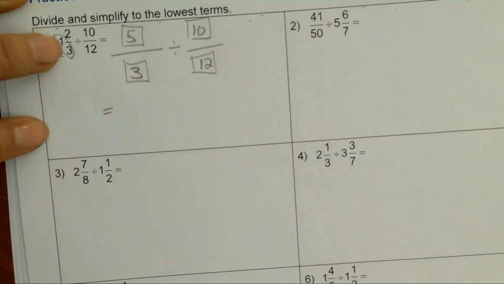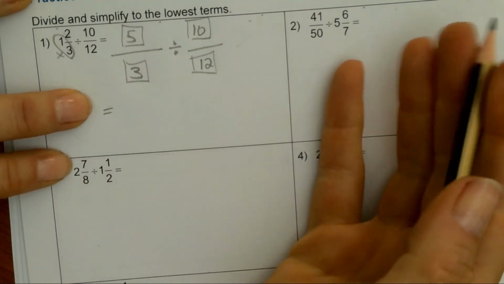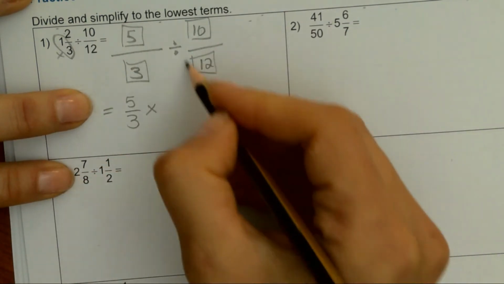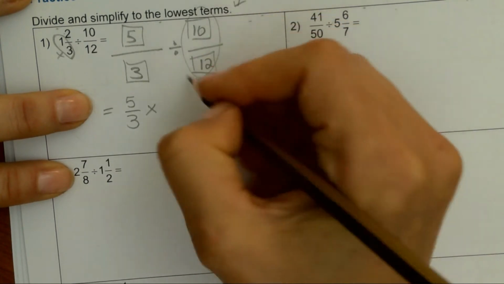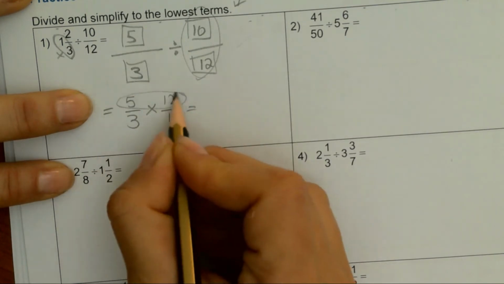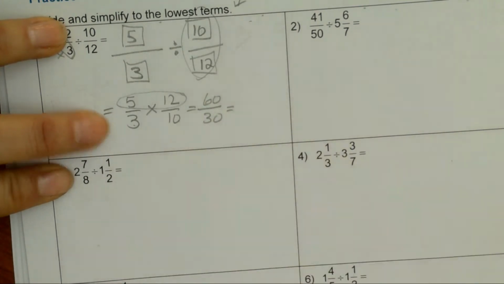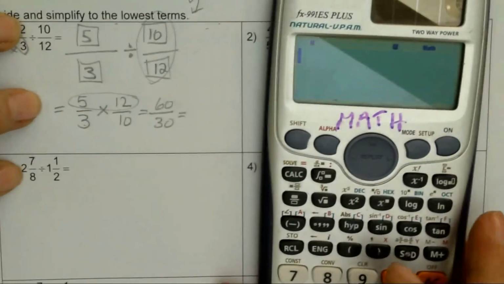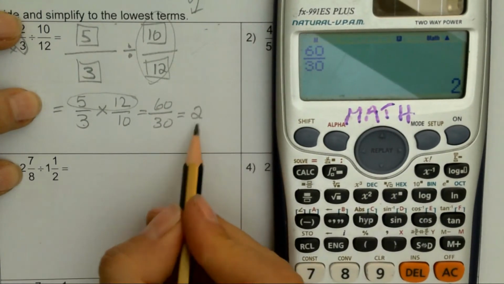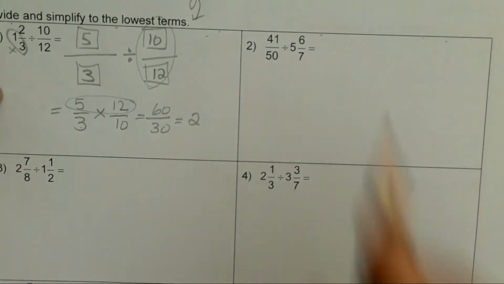Now, we see divide and we go, oh, I don't want to divide. Let's change that to multiply. So the first fraction stays the same. We change it to multiply, and the second fraction goes upside down. 12 over 10. Now it's multiply. Easy peasy. 5 times 12 is 60. 3 times 10 is 30. Then we say, can we make it more simple? Let's check. 60 over 30. Oh, it's 2. There's really 2 whole cakes. There's no fractions.